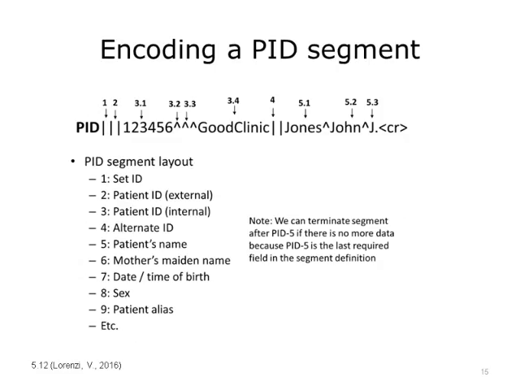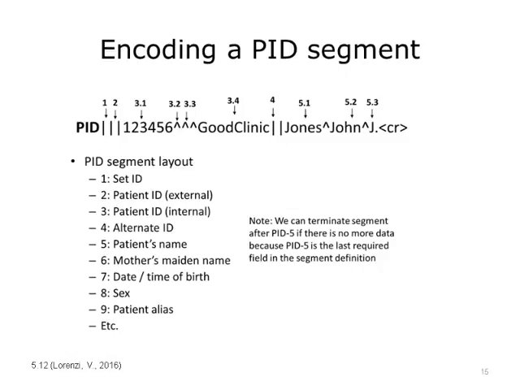Let's look at encoding a PID segment. In this case, we have a patient named John J. Jones with the medical record number 123456. That medical record number was assigned by the assigning authority, Good Clinic. If you look at the PID segment, you will figure out that PID 5 is the field that would contain patient name, and PID 3 is the field that would contain the patient identifier.